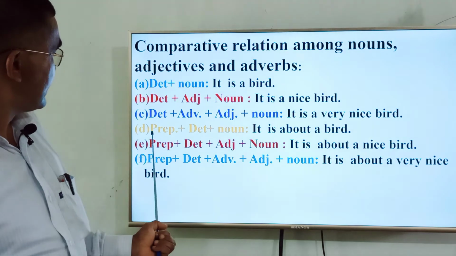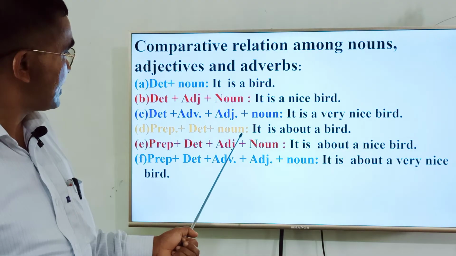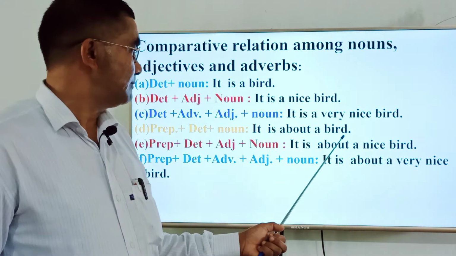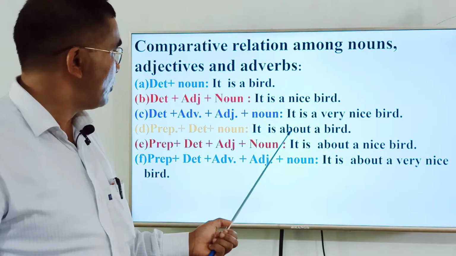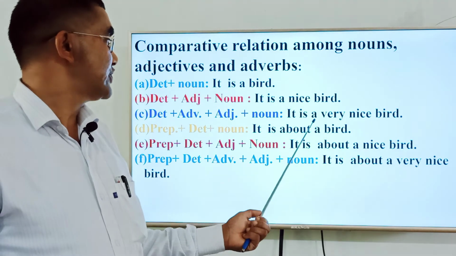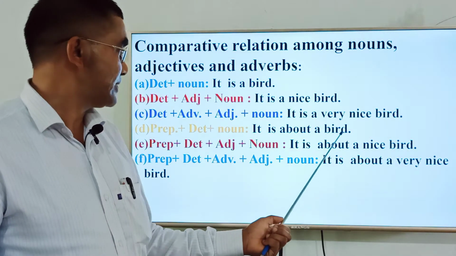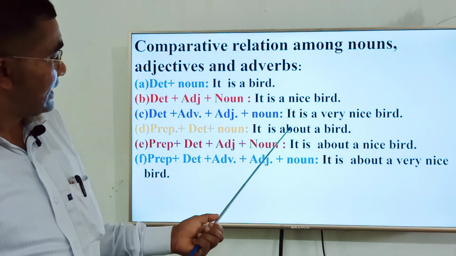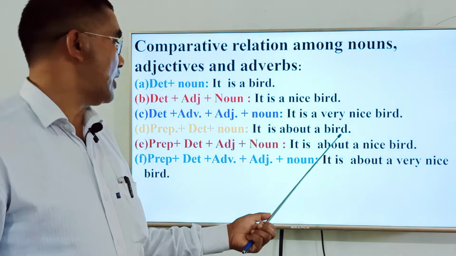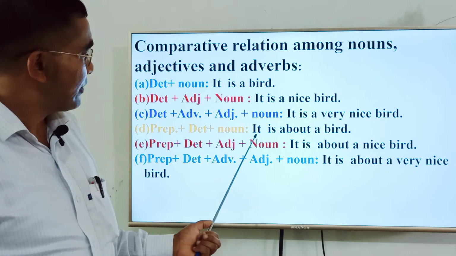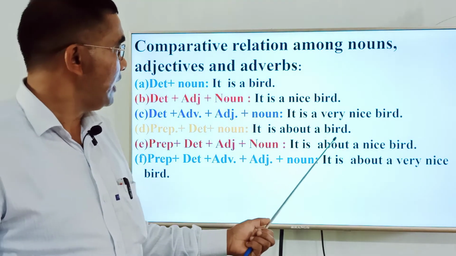And then the next case is preposition plus determiner plus noun. It is about a bird. If you want to place any preposition word before this type of phrasal word, that means determiner plus noun, in that case, the preposition should be placed before determiner plus noun. So the case is, you can see, it is about a bird.